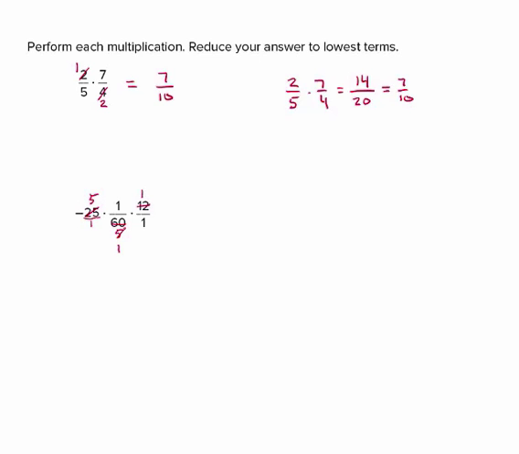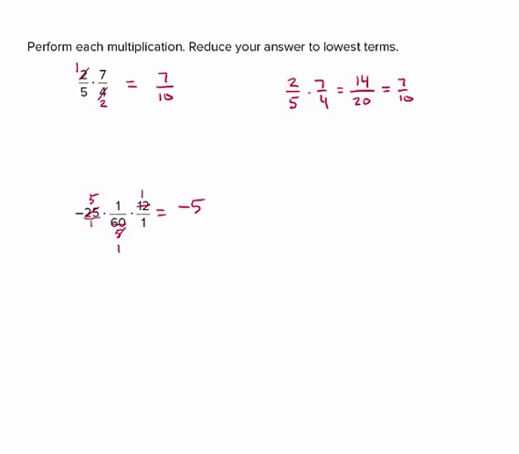So this problem cleans up really quickly if we look at dividing away common factors from the numerators and denominators. And negative 5 times 1 is negative 5, and all that's left in our denominator is 1 times 1 times 1. So final answer there is going to be negative 5.